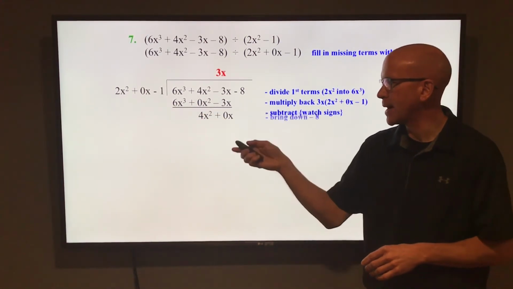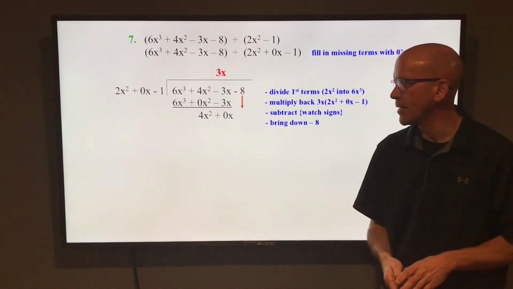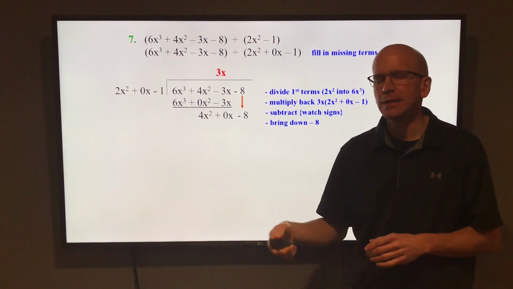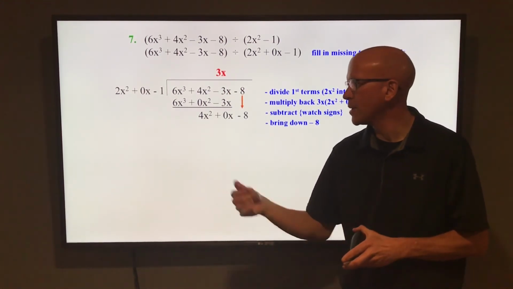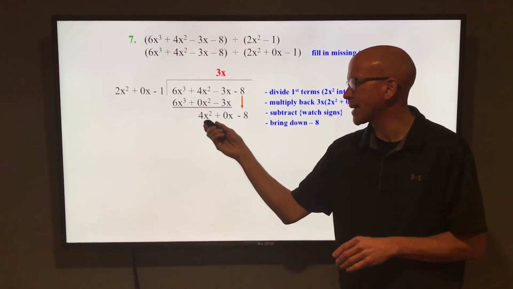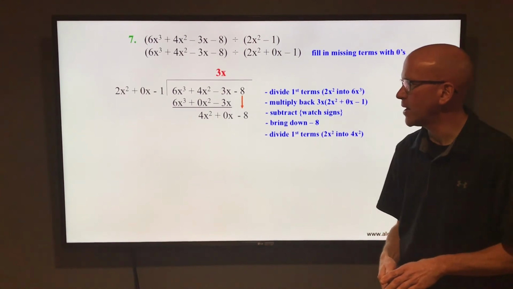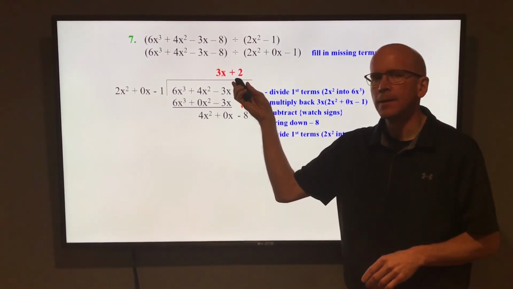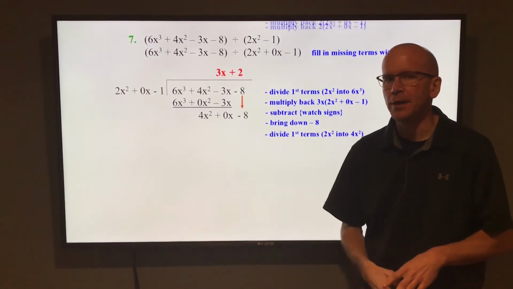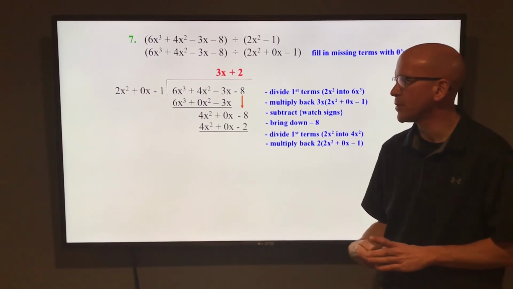So after you subtract, bring down that next term. So you're bringing down that minus 8. Then you're dividing again. When you divide, you only divide the first term. So you're dividing 4x squared by 2x squared. 4x squared divided by 2x squared, that is 2. Put that up top. After you put that term up top, multiply back with the distributive property.